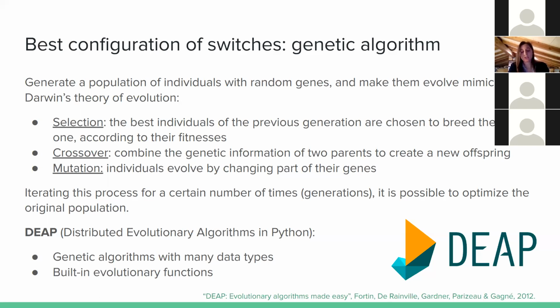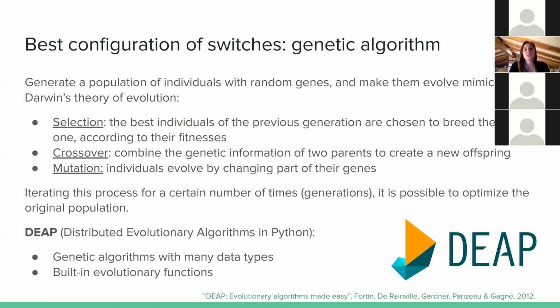We have not done genetic algorithms from scratch. Actually, we have used a pretty useful tool, which is DEAP, Distributed Evolutionary Algorithms in Python. And it is really nice because it allows you to play with a lot of data types, having the same structure for the genetic algorithms. And it contains a lot of built-in evolutionary functions, which I think are really useful. So it is really nice to play with that.